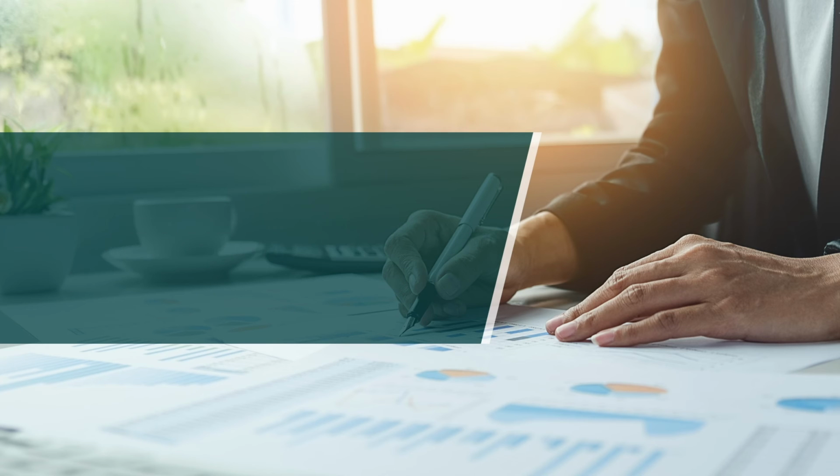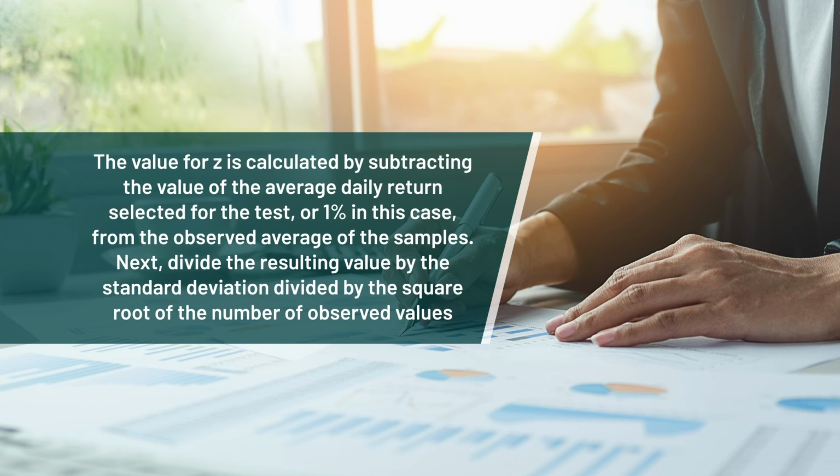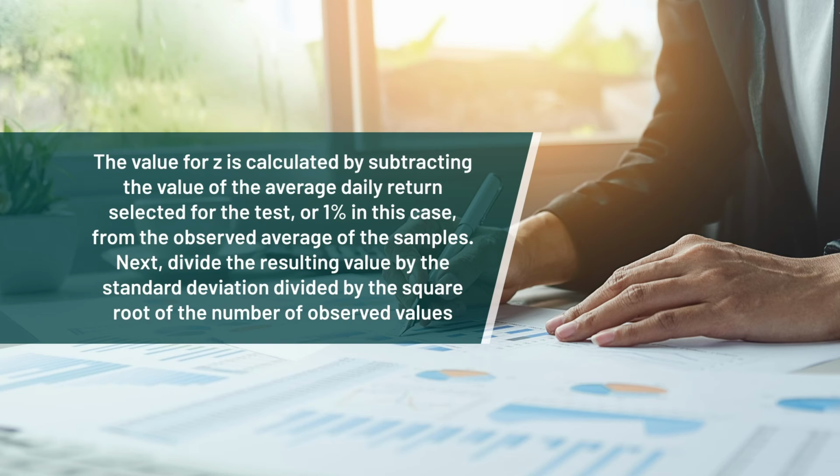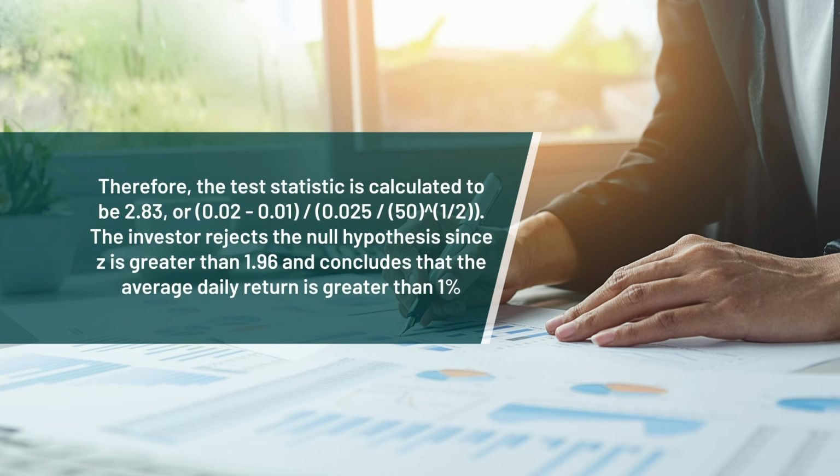The value of Z is calculated by subtracting the value of the average daily return selected for the test, or 1% in this case, from the observed average of the samples. Next, we divide the resulting value by the standard deviation divided by the square root of the number of observed values. Therefore, the test statistic is calculated to be 2.83, or 0.02 minus 0.01 divided by 0.025 divided by the square root of 50.